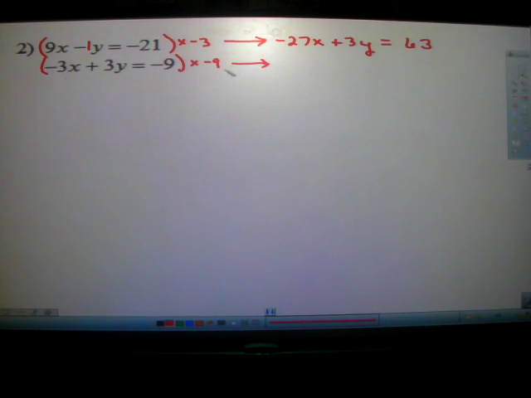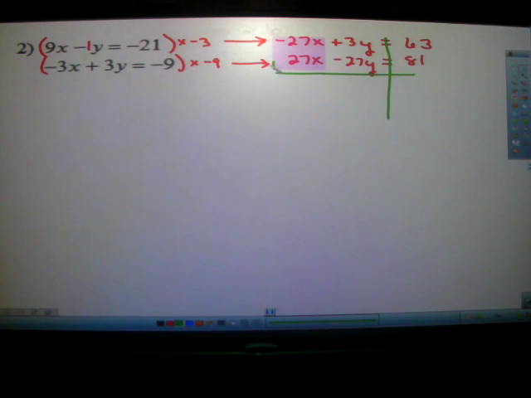Okay, negative 3x times negative 9 is positive 27x. 3y times negative 9 is negative 27y. And negative 9 times negative 9 is 81. Now that I have opposites, I'm going to add my equations together. So let's go ahead and add these.